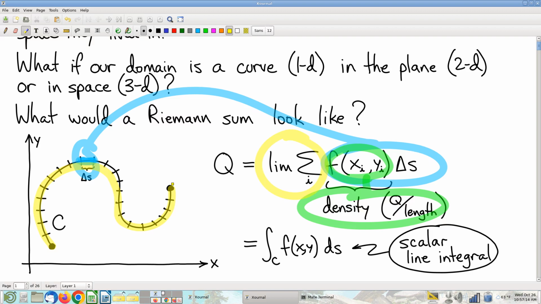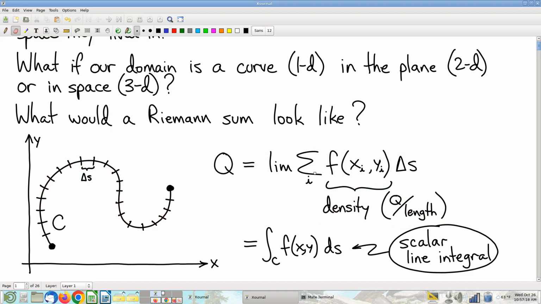And the beautiful thing about chop it up, add it up is it turns hard problems into easy problems, because on this little piece, mass per unit length is pretty much constant. There's a little length, and it's teeny tiny, and you multiply mass per unit length times length to get mass. It's just very straightforward.